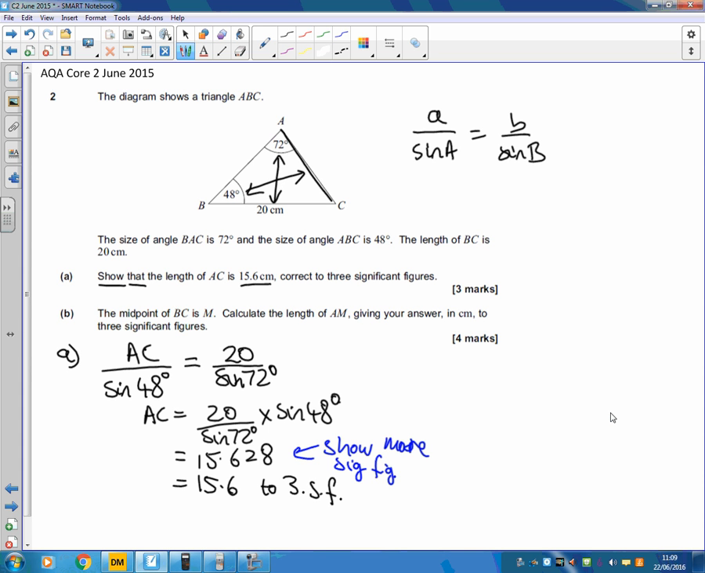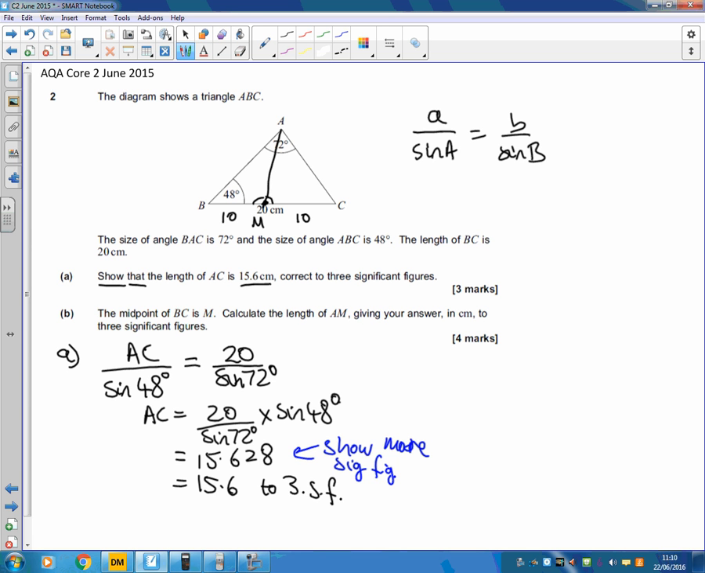Right, so part B now goes on about the midpoint. So the midpoint of B to C is M. There's M, so we have 10 centimetres each side. Now, a very common misconception is to draw M directly below point A, but we don't know it's directly below point A, which means we don't know these angles here. You can't say that's a right angle.